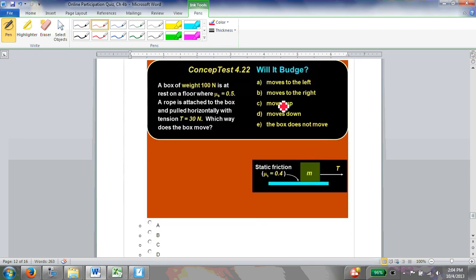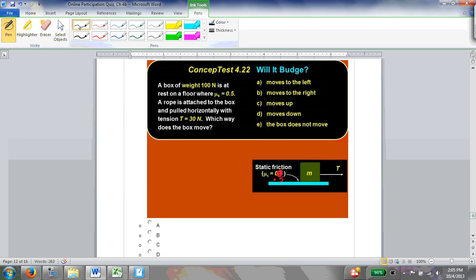All right, a box of weight 100 newtons is on a surface where the coefficient of static friction is 0.5. A rope is attached to the box and pulled horizontally. Which way does the box move? I have two different numbers here, but it doesn't really matter. Let's just say this is 0.5, like it says up above. I want to know which way it moves.